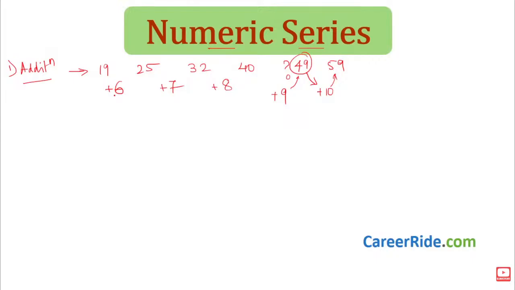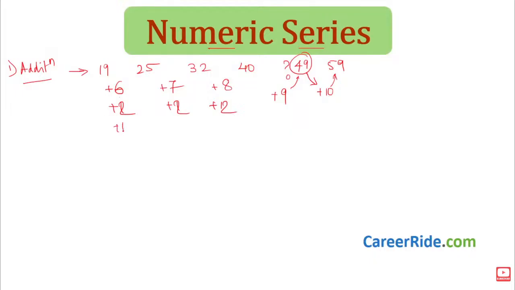It is following a pattern. First 6 is added, then 7, then 8. Such a series is an addition series, where things are just added. To the previous number, you add something to get the next number. Again, you add something here to get the next number. Here it's plus 6, plus 7, plus 8, plus 9, plus 10. They might even add plus 1, plus 1, plus 1, or plus 2, plus 2, plus 2, or they might even add, say, odd numbers, right?